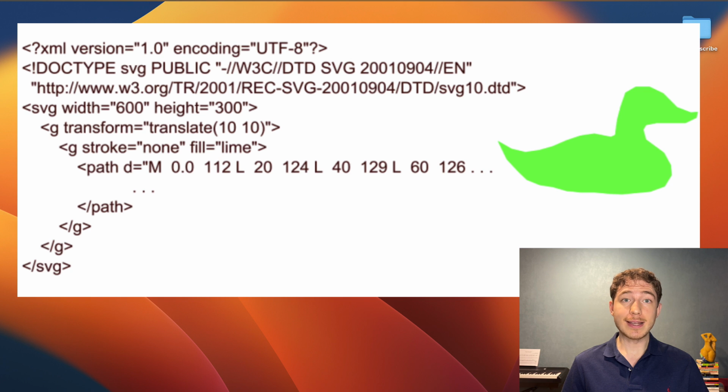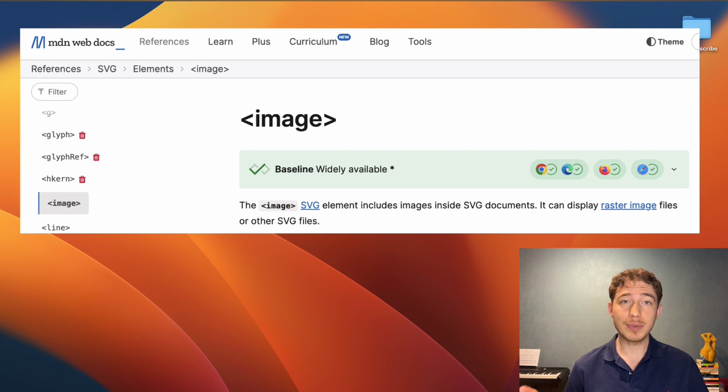SVG provides a declarative way to describe vector graphics using XML. XML is a declarative markup language that is used to structure data. SVG uses XML to describe graphics elements and their properties using text such as circle, rect, and path, which define the geometry and style of the elements. And actually, you can embed a bitmap image in SVG.